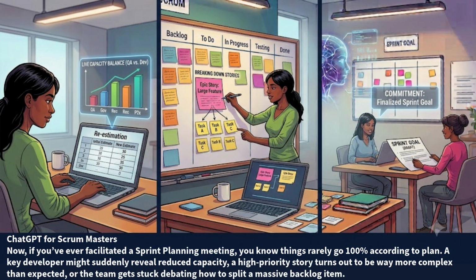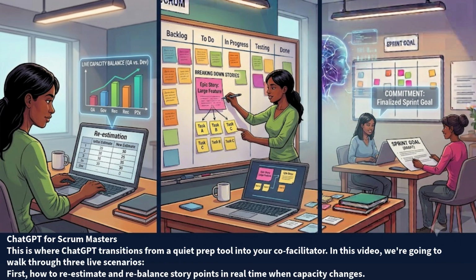Now, if you've ever facilitated a sprint planning meeting, you know things rarely go 100% according to plan. A key developer might suddenly reveal reduced capacity. A high priority story turns out to be way more complex than expected, or the team gets stuck debating how to split a massive backlog item. This is where ChatGPT transitions from a quiet prep tool into your co-facilitator.